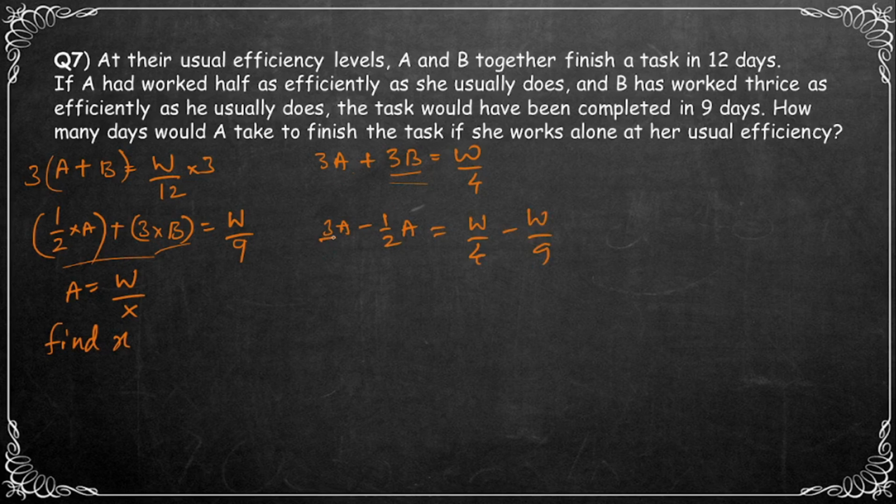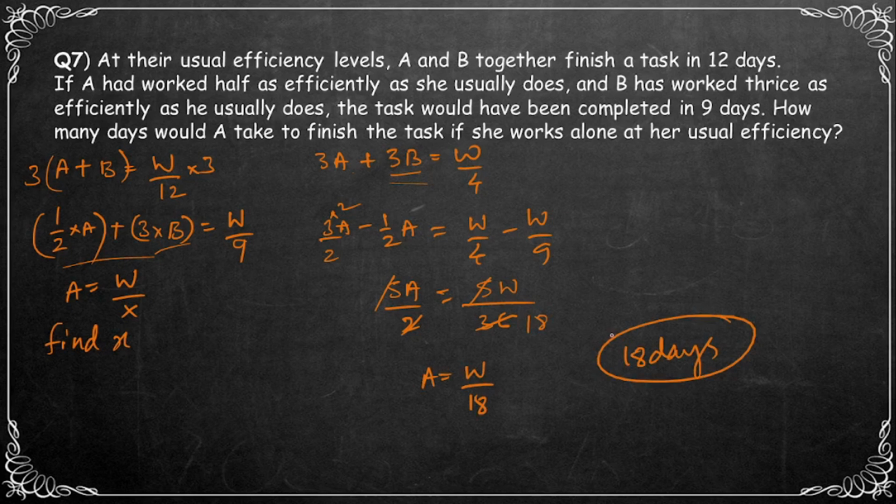So this is 5A by 2 is equal to 9W minus 4W, which is 5W over 36. So 5 cancels, and A is equal to W by 18. So the answer is 18 days.